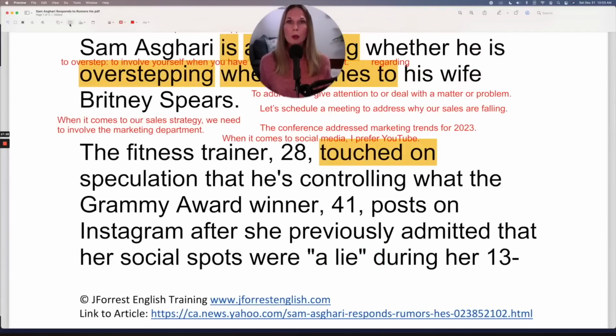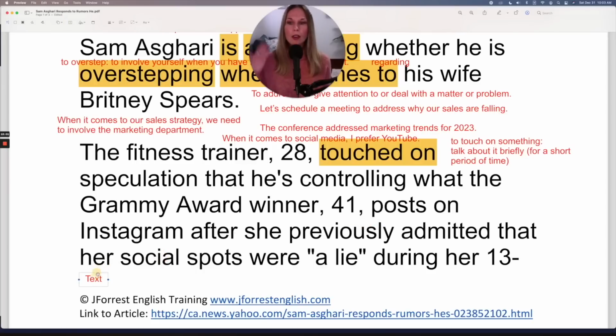The phrasal verb is to touch on. When you touch on a topic, a situation, it means you talk about it briefly. Briefly means for a short period of time. And this is a phrasal verb, to touch on something, the something being the topic.